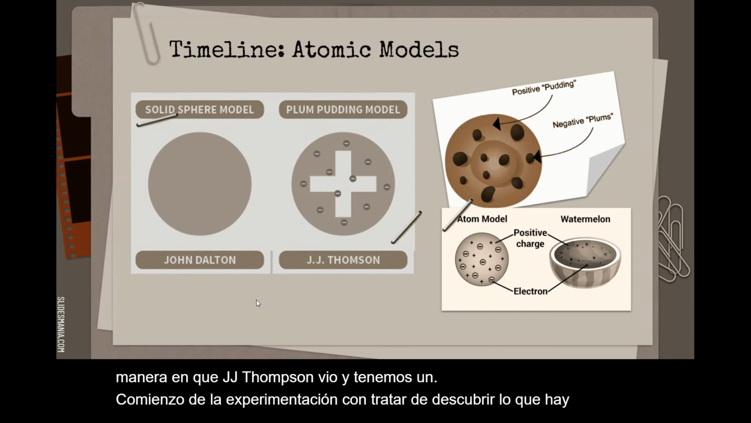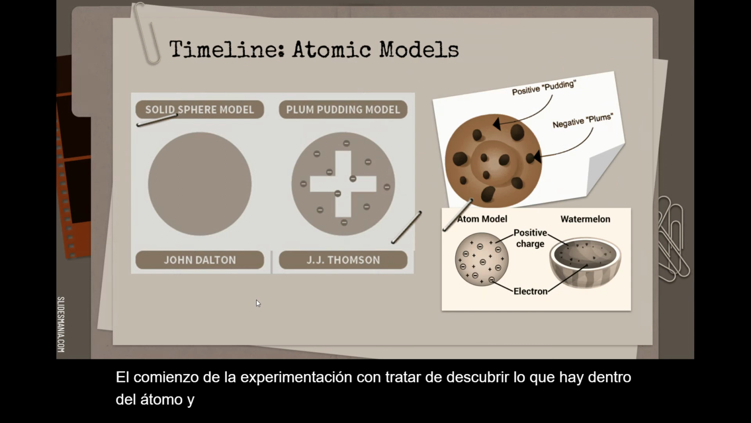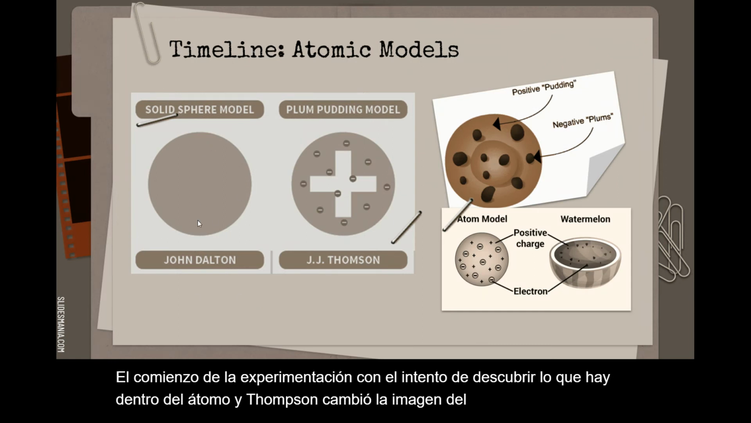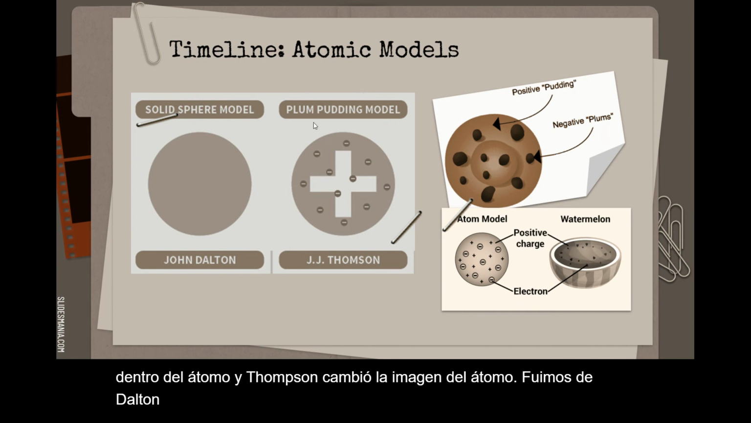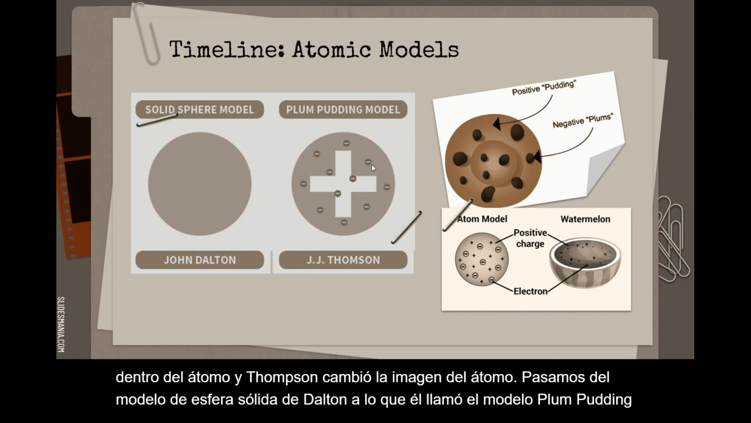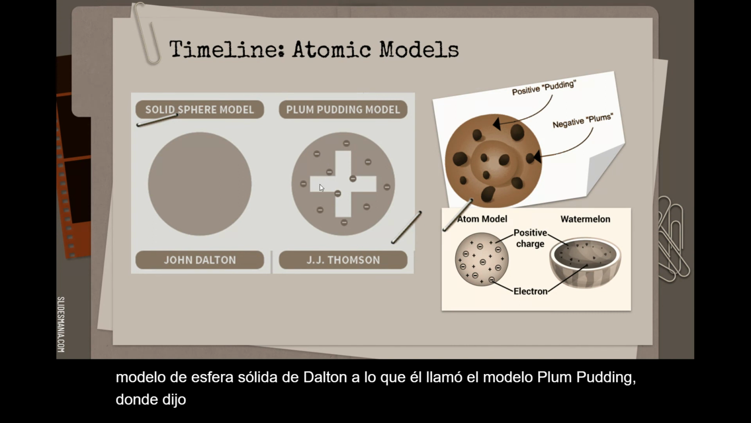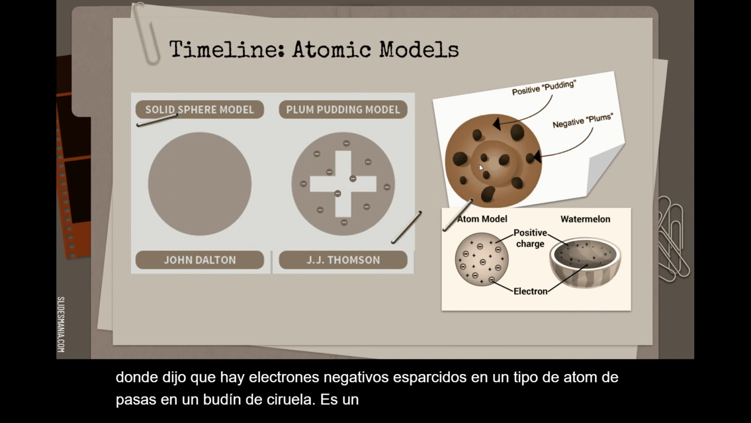And Thomson changed the picture of the atom. We went from Dalton's solid sphere model to what he called the plum pudding model, where he said that there are negative electrons scattered in an atom, kind of like raisins in a plum pudding. It's kind of hard to imagine plum pudding in the US because we don't eat it.